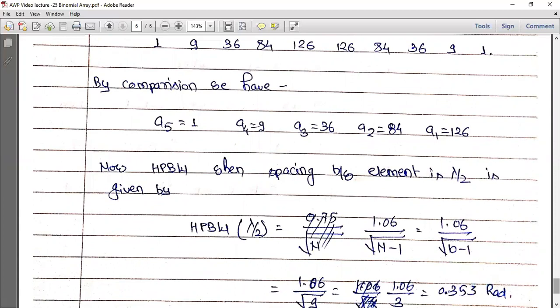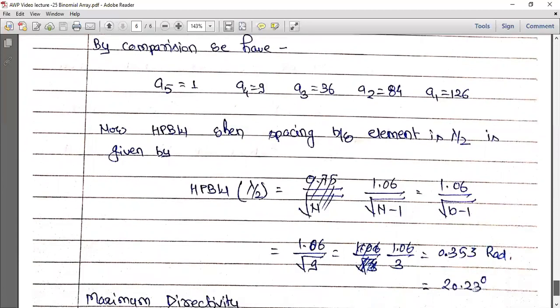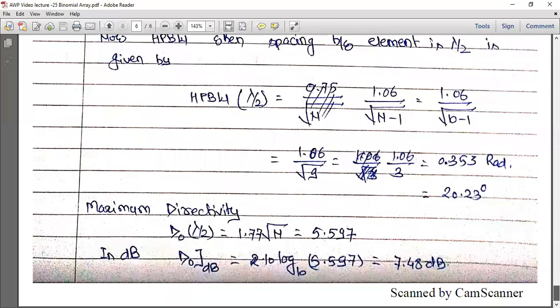Now the half power beamwidth, when d equals lambda by 2, we had already written that it is given by 1.06 upon square root of n minus 1. n is 10, so we substitute 10 here, so it is 1.06 upon square root of 10 minus 1, which equals 0.353 radian. You know very well the half power beamwidth is given in terms of radian. In terms of degrees it is 20.2.